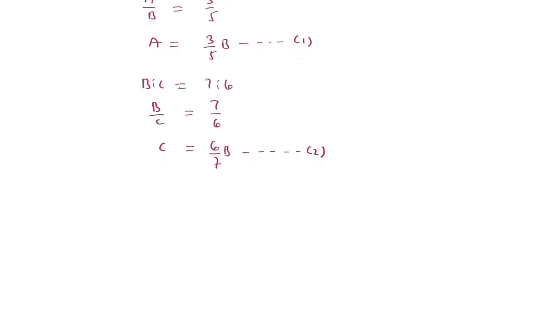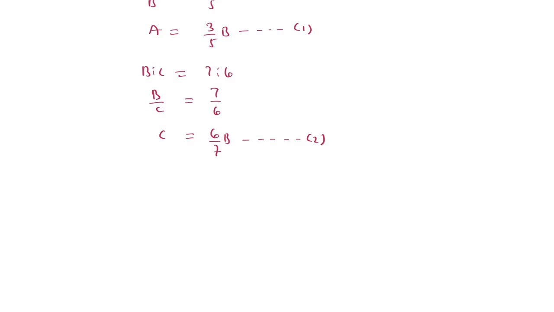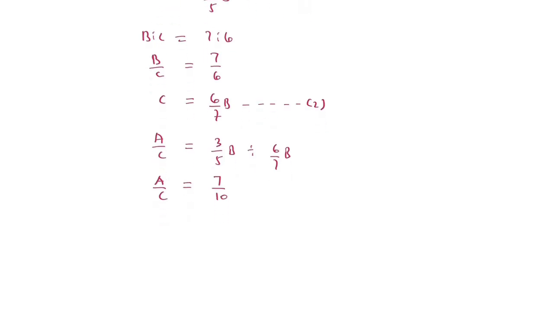Okay, so next, let us divide equation 1 by equation 2. We are going to have A over C equals 3 over 5B divided by 6 over 7B. Simplifying this, we are going to have A over C equals 7 over 10. Then next, we are going to write this fraction as a ratio. Then we are going to have A ratio C equals 7 ratio 10. And this is going to be our answer.